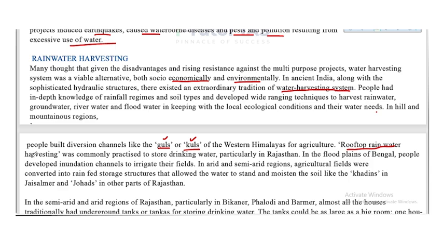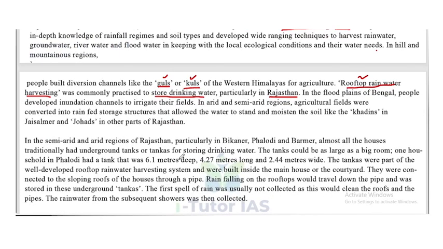Rooftop rainwater harvesting. This was commonly practiced to store drinking water, particularly in Rajasthan. The next one is rooftop rainwater harvesting, mainly used in Rajasthan for storing drinking water. In the floodplains of Bengal, people developed inundation channels to irrigate their fields.